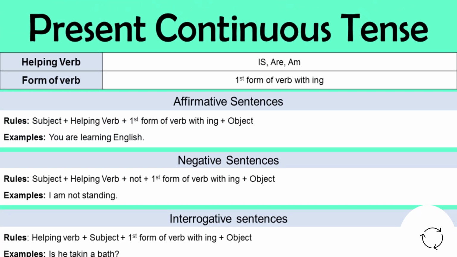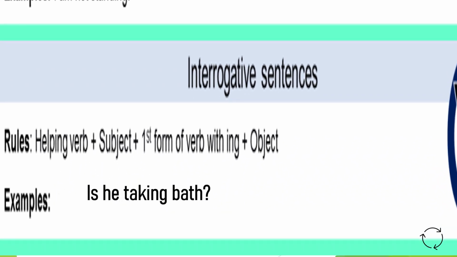Now, the next structure is interrogative. Interrogative, the question form of the sentence. In this, we switch subject with is/am/are, and the sentence then starts with is, am, or are. We have subject afterwards and first form of verb with ing, and the sentence closes with object or complement with a question mark at the end. Example, is he taking bath? So from sentence he is taking bath, it would become is he taking bath?